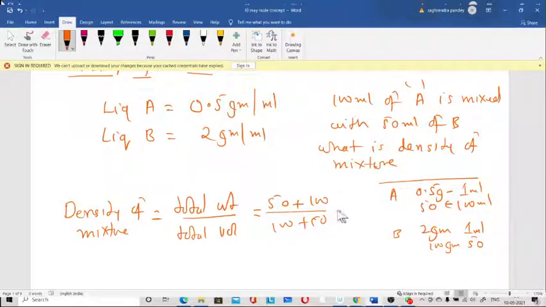So what is the density then? It will be 50 plus 100 over 150, so that will be 1 gram per ml. So that is the density, that is the answer. Any doubt in this? No, sir. Okay, this is how we solve the density of the mixture. Got it? Total weight divided by total volume, that is the density of the mixture.